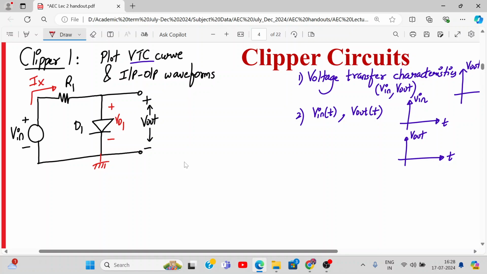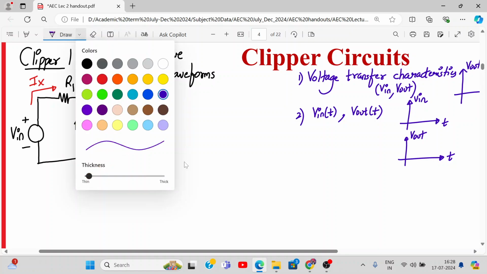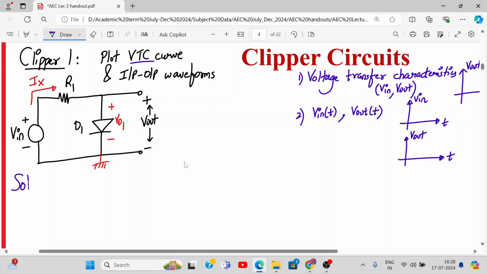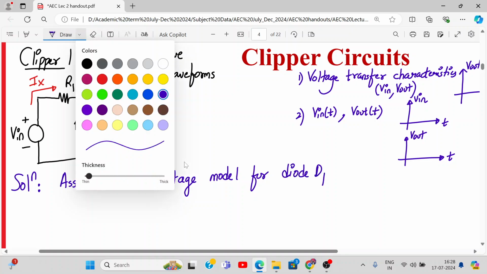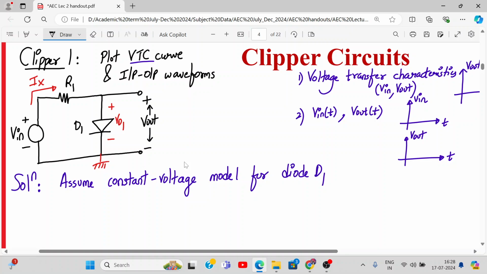So the first assumption we write over here is: assume the constant voltage model for diode D1. And how much voltage can you assume? You assume VD on, which is the same as VD1 over here, as 0.7 volt.